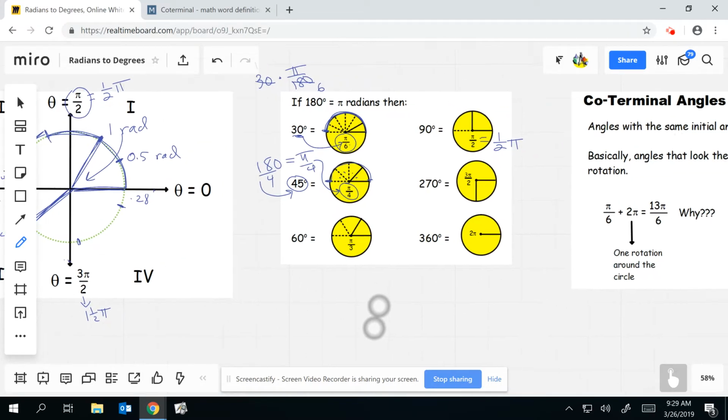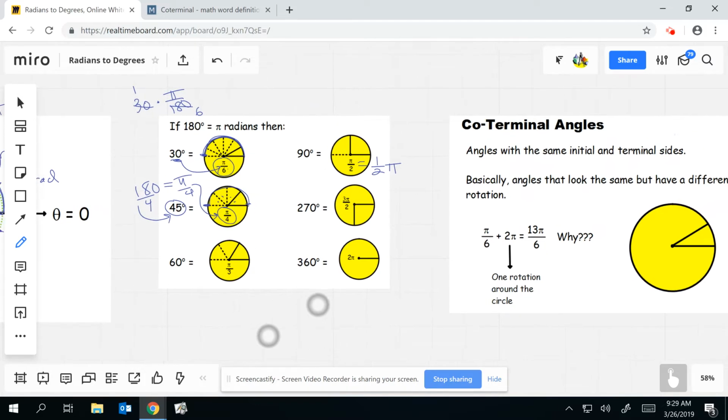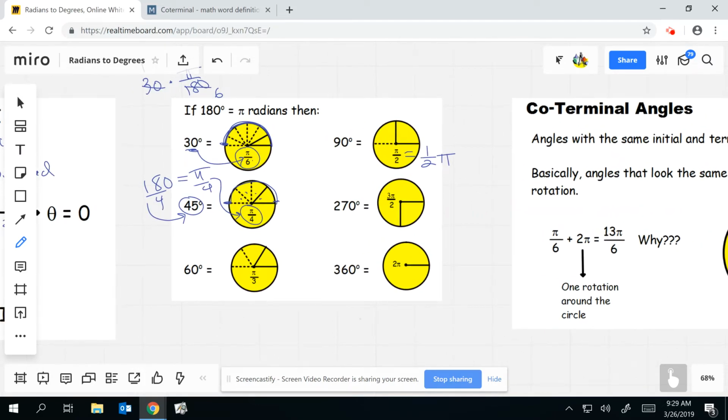270 is what kind of angle? Do you remember what we called that angle yesterday? A new angle that we learned? Reflex angle. Yeah, it's going up and around. It's more than 180. So that's a reflex angle, and it's 1.5 pi's. So 1 pi would be the halfway point, and then 1.5 pi's is down here. 1.5 pi's, not 1.5 radians. 1.5 pi's, because you've got pi radians to get you here.